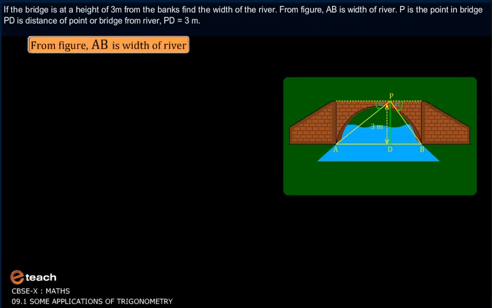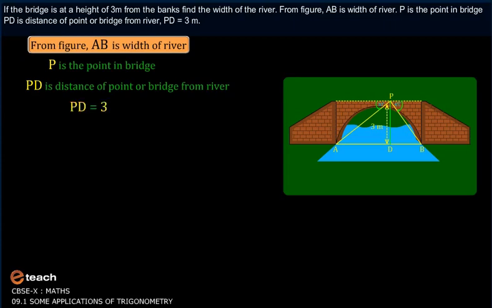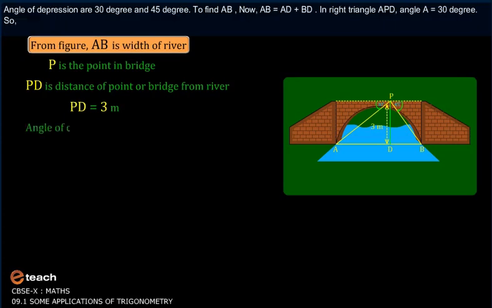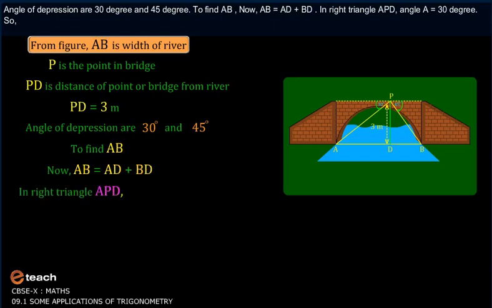From figure AB is width of river. P is the point in the bridge. PD is distance of point or bridge from the river. PD is equal to 3 meter. Angle of depression are 30 degree and 45 degree. To find AB, now AB is equal to AD plus BD.